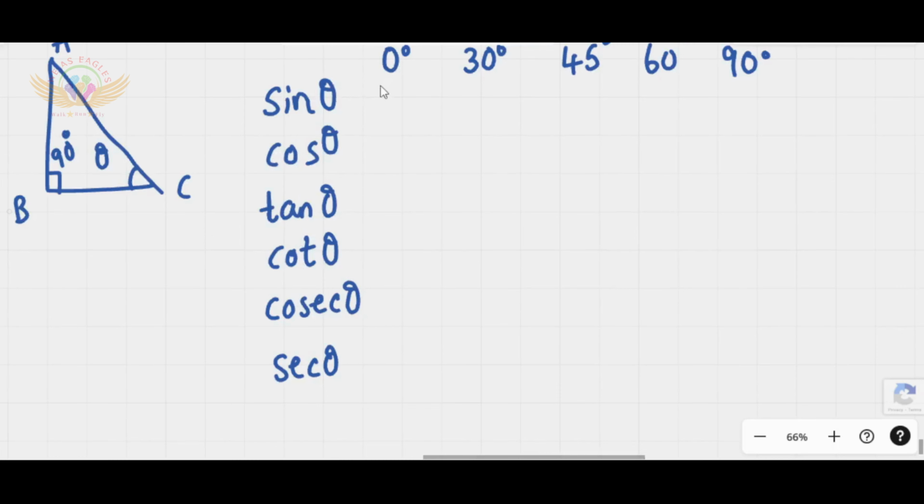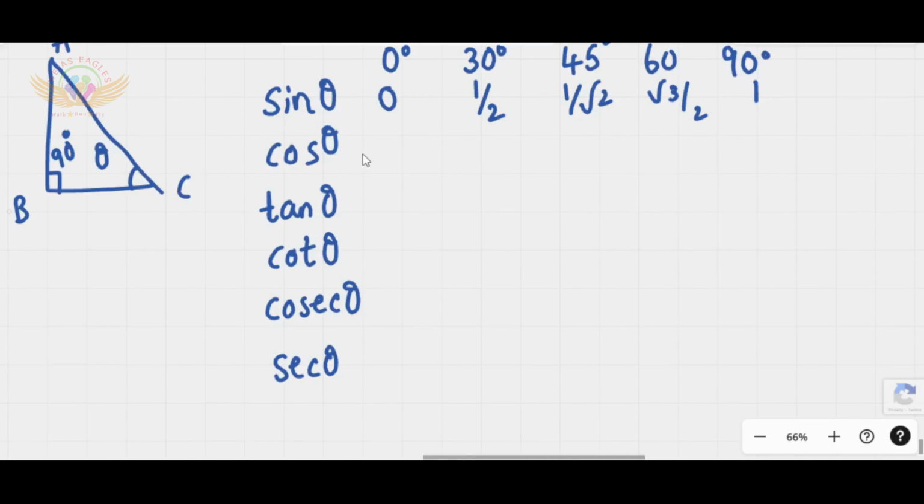Sine 0 is 0. Sine 30 is 1 by 2. Sine 45 is 1 by root 2. Sine 60 is root 3 by 2. And sine 90 is 1. So these are the values of sine. Just remember only the first sine terms and the values only.